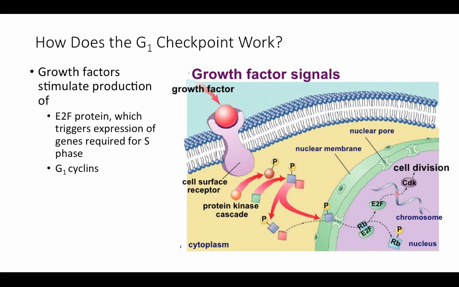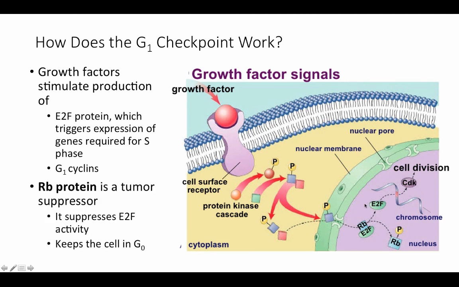So how does this G1 checkpoint work and what goes wrong? So growth factors stimulate the production of a protein called E2F. And E2F protein is going to trigger the expression of the genes required for the synthesis phase. The growth factors are also going to stimulate the production of G1 cyclins. So this is where you start to get the increase in concentration of cyclins. Here we have our growth factor receptor. There's going to be a transduction cascade ending up ultimately in the nucleus where we get this production of the E2F protein and the cyclins.